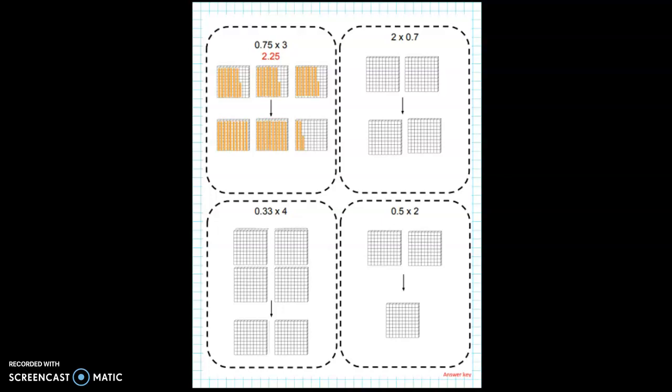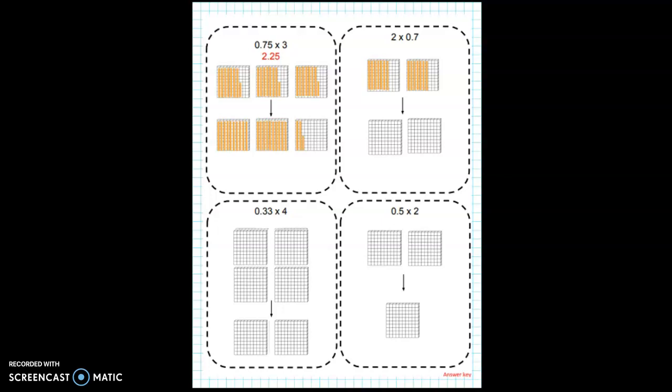The next problem is 2 times 7 tenths. For this one, we are going to color in 7 tenths on each of our 2 blocks. Remember, multiplication is a commutative property. That means that we can switch the order of the numbers. The whole number can come first or second, and it would still give us the same answer.